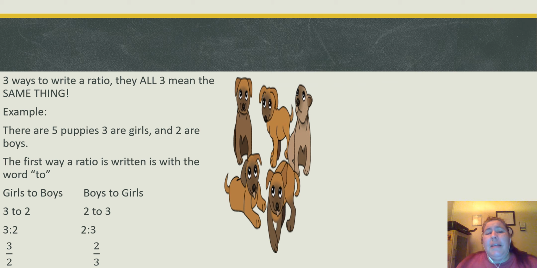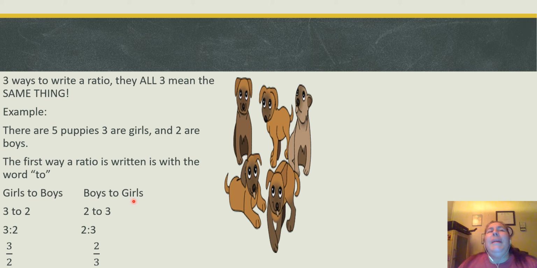Mathematicians, one really cool thing about ratios and proportions is that there are 3 ways to write a ratio, and all 3 of them mean the same thing. For example, there are 5 puppies in total. 3 of these puppies are girls, these 3 right here. 2 are boys. The first way that we can write a ratio is to use words. We use specifically the word "to." We would say there are 3 girl puppies to 2 boy puppies. Or we would say there are 2 boy puppies to 3 girl puppies.